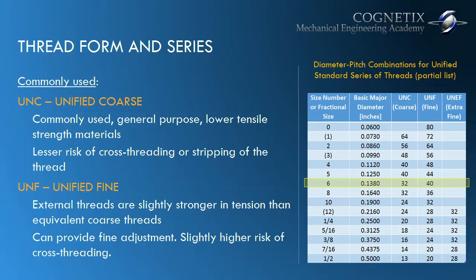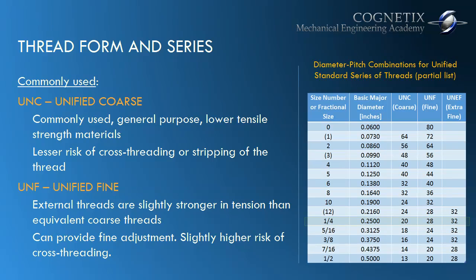If you are designing a threaded feature that has a number 6 thread and you want coarse threads, you would choose 32. So your callout would say number 6-32. On the other hand, if you need fine threads, you would say number 6-40, 40 threads per inch. Not typically used, but depending on the application, if you need finer adjustment, even beyond what the Unified Fine Thread Standard can offer, there is the extra fine standard, UNEF.